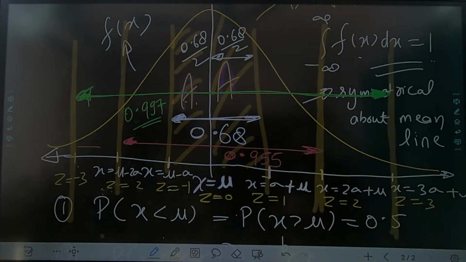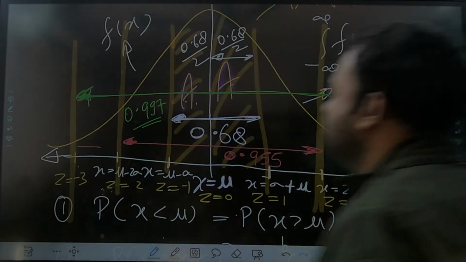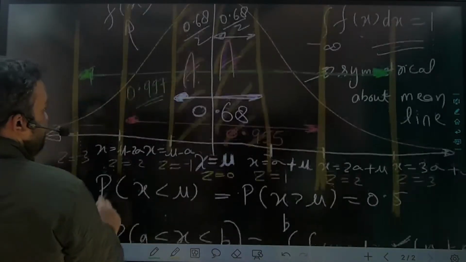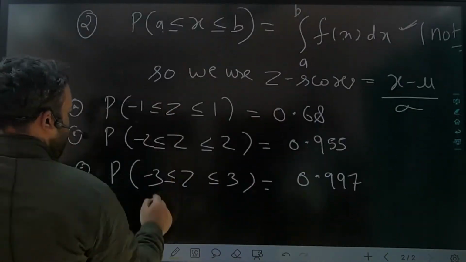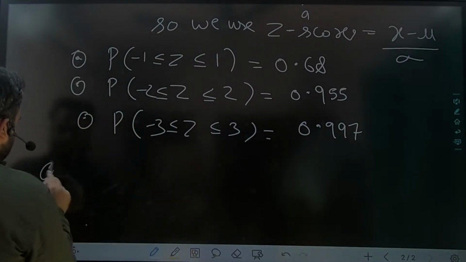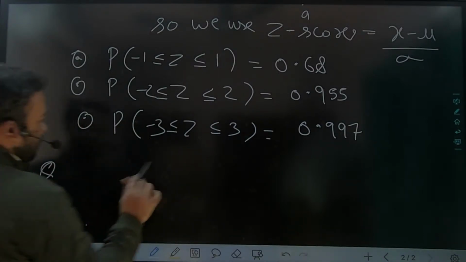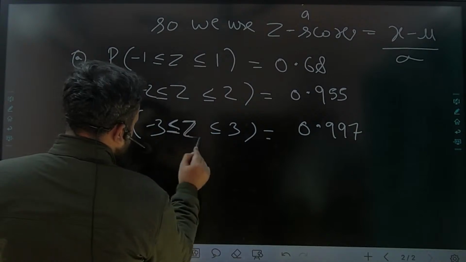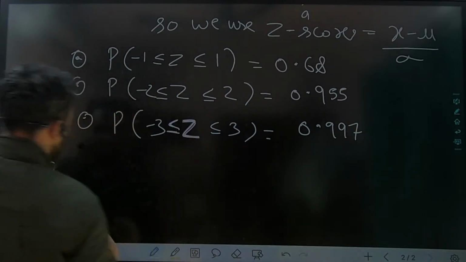Let's take a problem on this. Such type of problems are still waiting to come, because it's very highly relevant to the normal distribution.